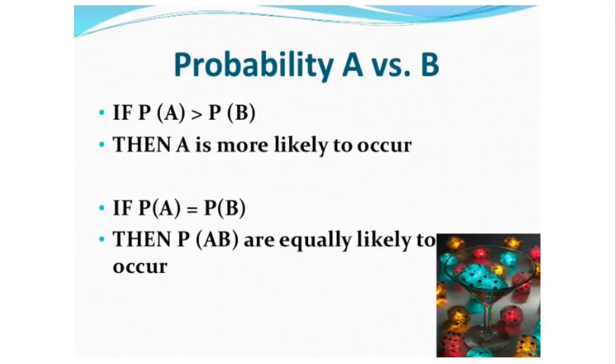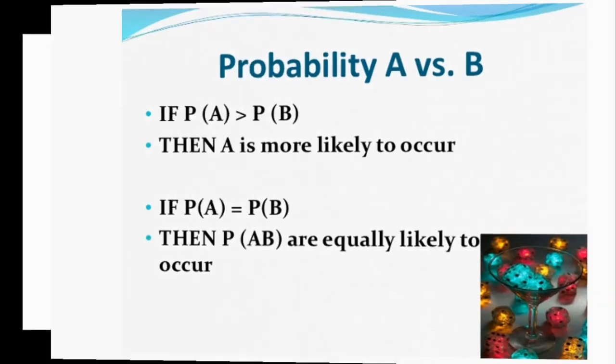Right? Now the probability of A versus the probability of B. P of A equal to P of B means both of them are equally likely, meaning both of them have an equal chance. P of A greater than P of B means A is more likely to occur. P of A less than P of B means A is less likely to occur.